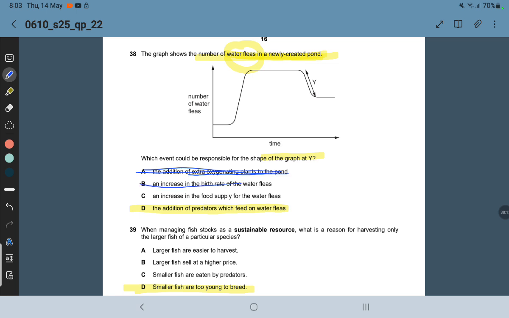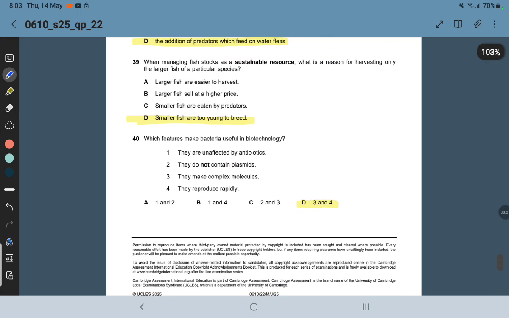And increase in birth rate, of course no. Increase in birth rate is this part, so this part I can say it is B. And increase in food supply for the water fleas, also this B and C. So it's not the correct part the graph is referring to.